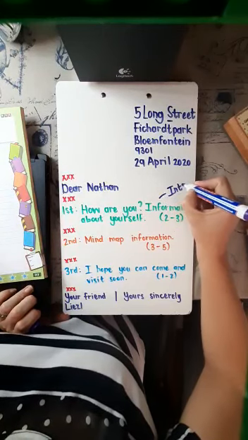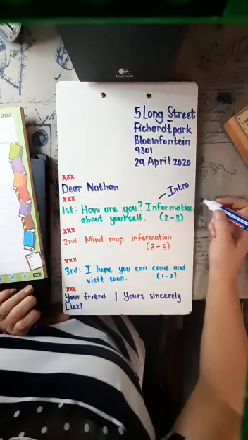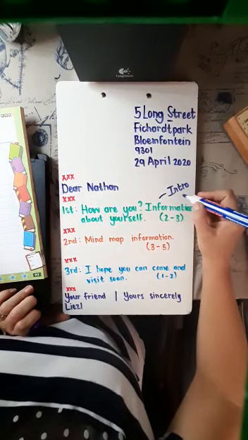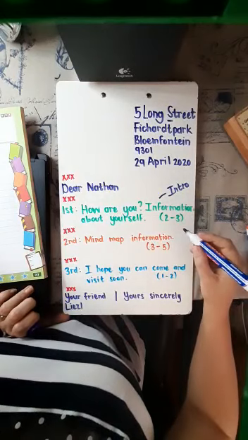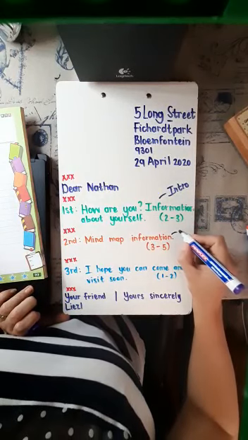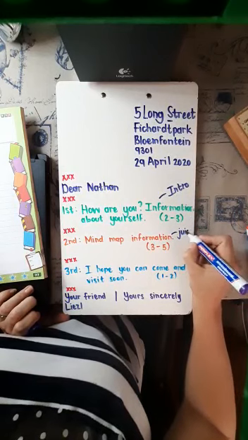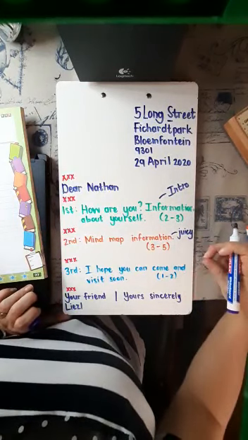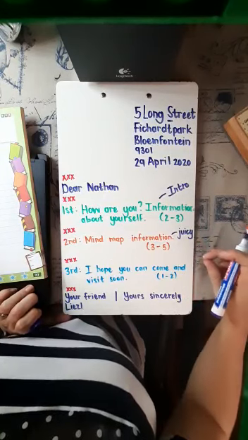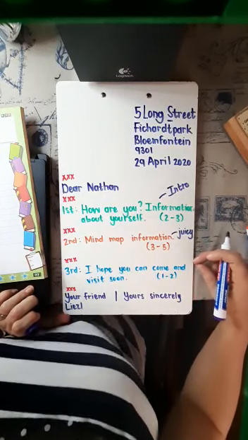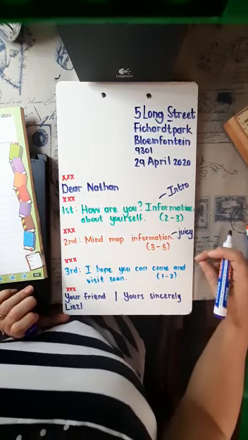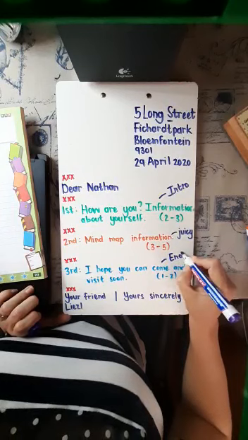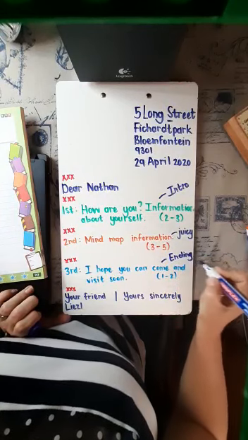Do not give away all the information here, because then your friend might not want to read any further. Keep it short and sweet. The mind map information is the juicy part. Here you give all the exciting information. This is the biggest paragraph of the whole letter. This is where your friend gets all the juicy information. Then your last paragraph is your ending. Here you end off your letter.